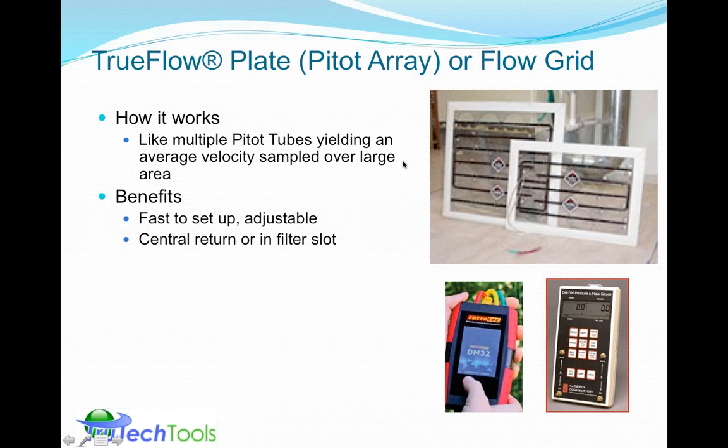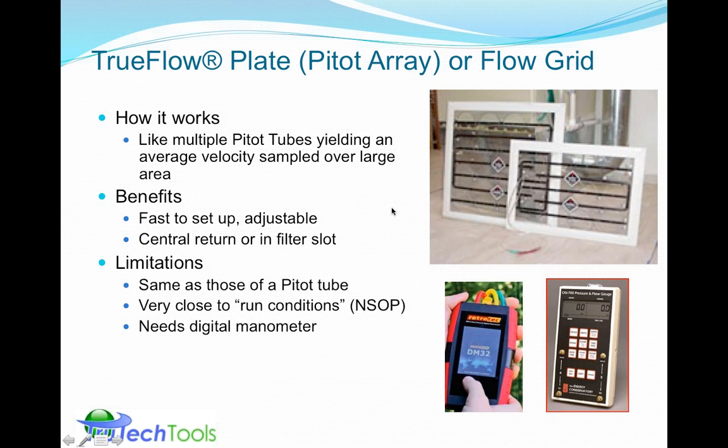It's very adjustable. You just snap on edge pieces in order to make a snug fit in the filter slot, or in a central return if you don't have a filter slot. The limitations, however, are the same as the pitot tube, and the main limitation will be the density correction. However, the meters do have the ability to do some of the density correction factors to give you an improved reading.